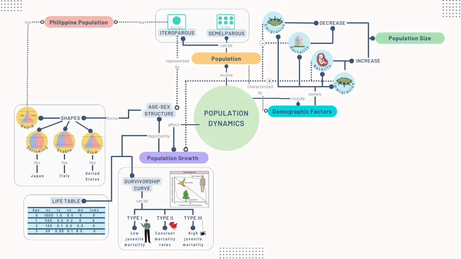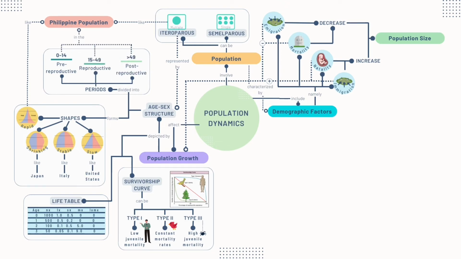As of 2016, the Philippines has a natural increase in the population of 1,724,603 people per year. As it exhibits iteroparity, the ecological periods are divided into pre-reproductive from 0 to 14 years old, post-reproductive from those over 49 years old, and reproductive from 15 to 49 years old, which indicates that women under this demographic are the ones contributing to the growing population in the country.